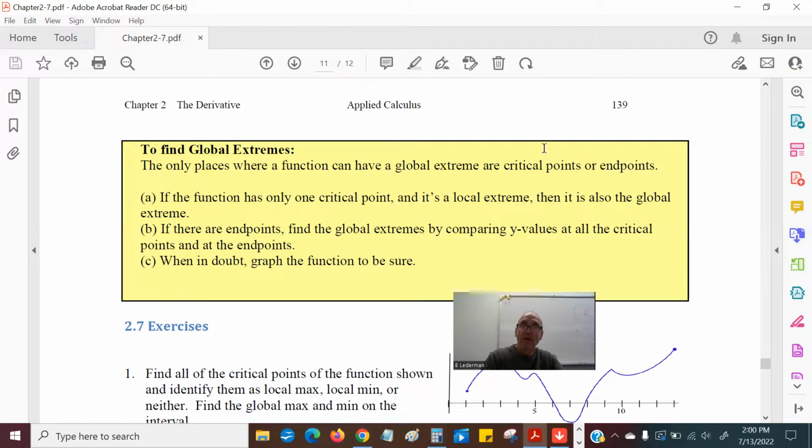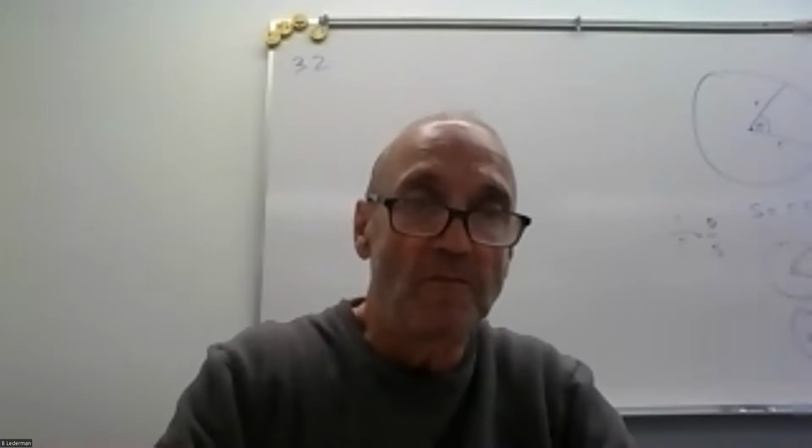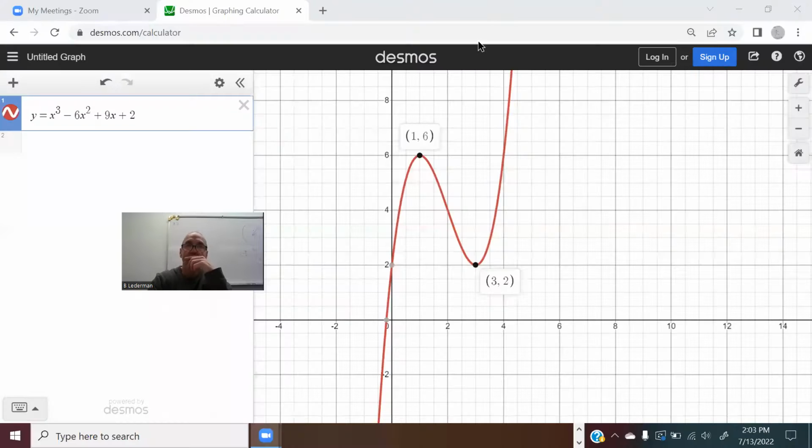I want to do one more example, and then that'll be it for this video. If I were to ask you to find the global max or the global min of this function, y equals x cubed minus 6x squared plus 9x plus 2, and we actually had this exact function previously in our section. If you look at the graph of it, that's the local max at 1, 6, and that's the local min at 3, 2.